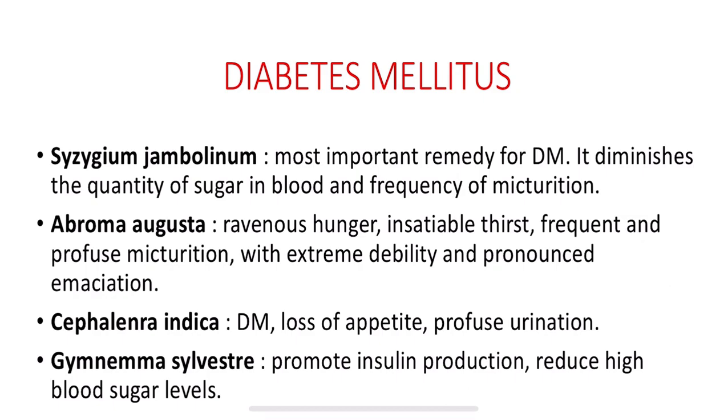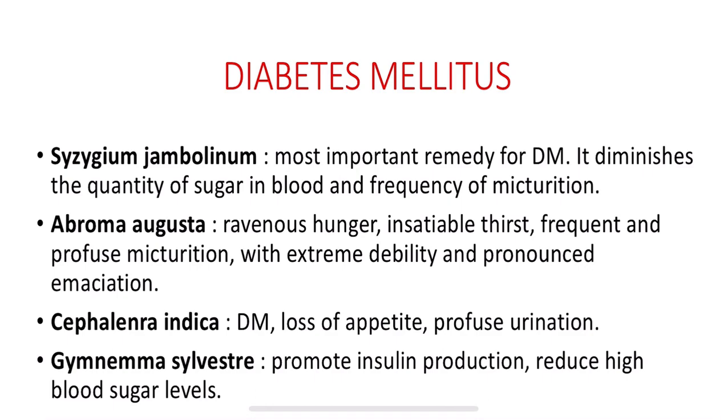Moving on to the next condition, diabetes mellitus. Syzygium jambolanum, very familiar. It is the most important remedy for diabetes mellitus. It is going to diminish the quantity of sugar in the blood and also the frequency of micturition which the person suffers. Abroma augusta. Abroma augusta is used when there is ravenous hunger.